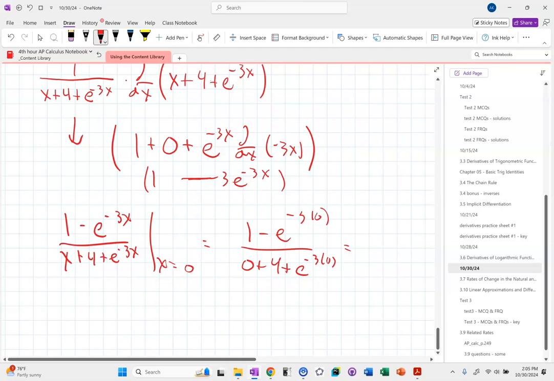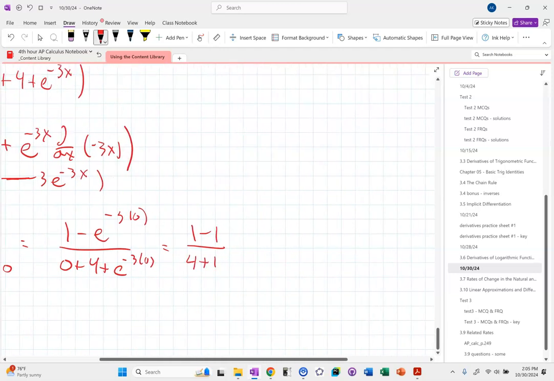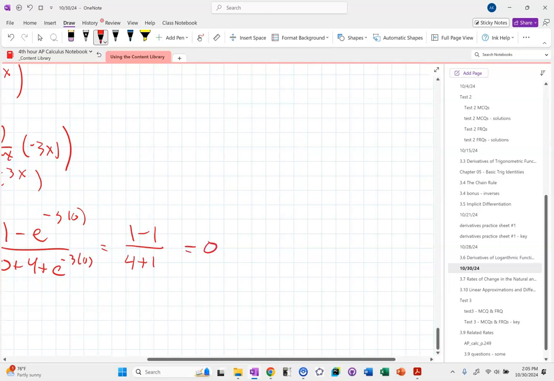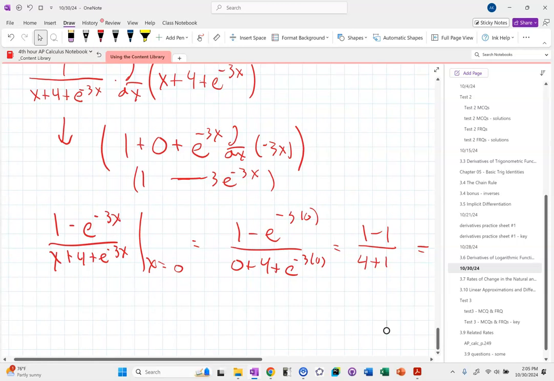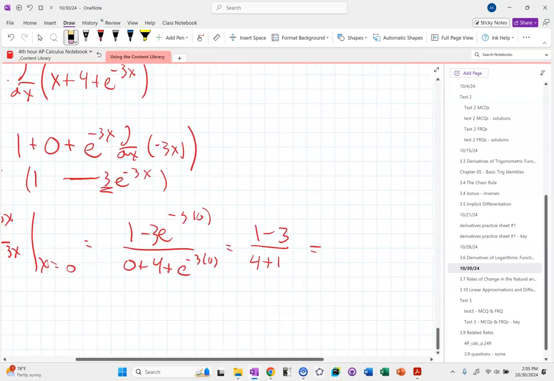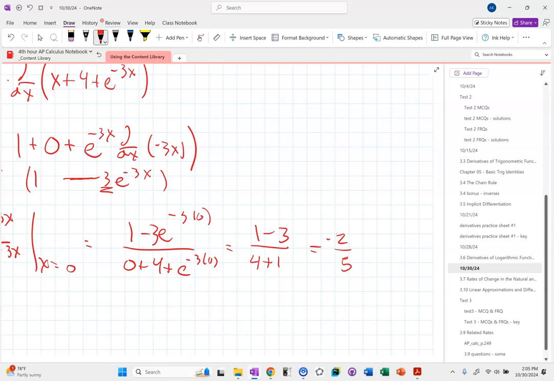All right, so I have 1 minus 1 over 4 plus 1. So that comes out to just be 0. That doesn't seem right. What did I goof up here? Oh, I forgot the 3. So I have negative 2/5. So it looks like that's answer A. Does that feel okay?